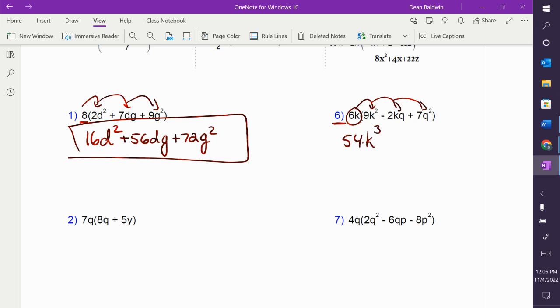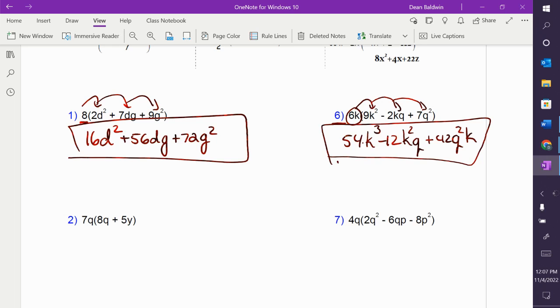And then 6 times negative 2 is negative 12. K to what power? Does the q change? No. And then the final one, 6 times 7 is 42q, or q squared, and then the k just tacks onto it. And that is it. You can't do anything else with that.